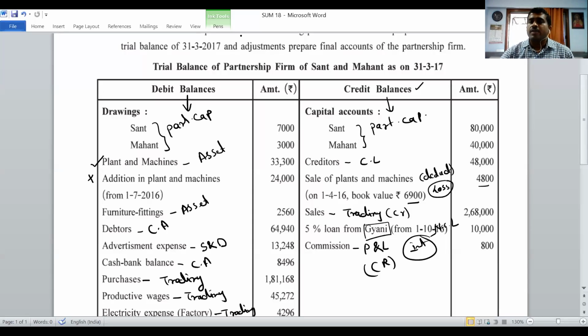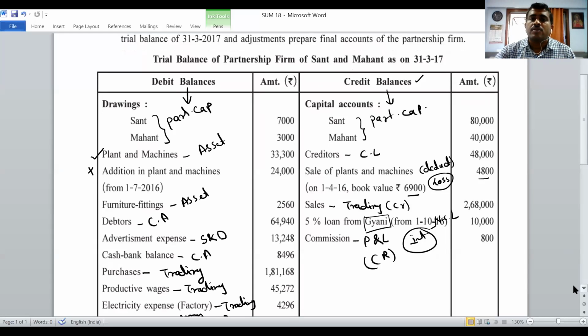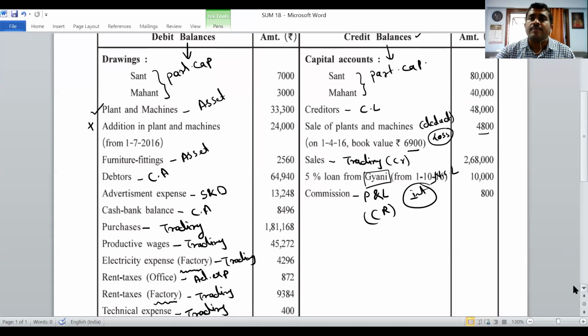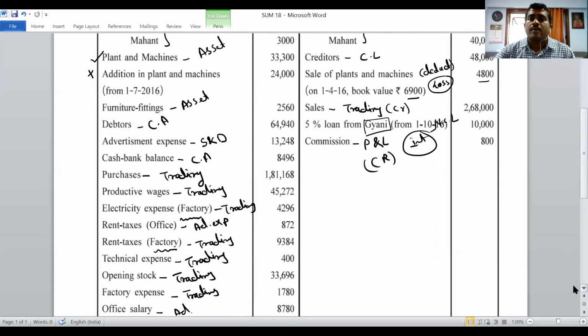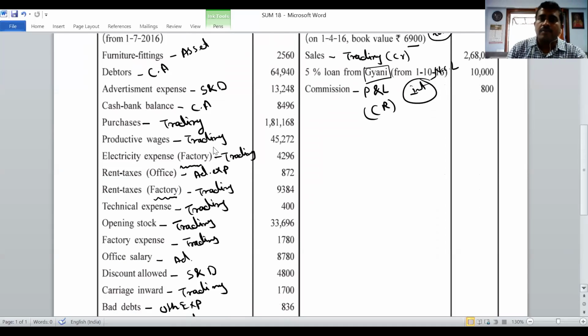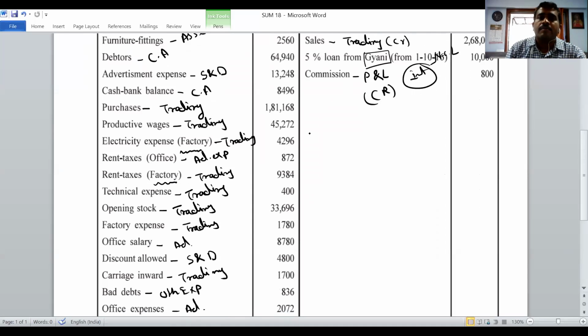Yes, friends, so we are taking the topic again. We have started with plant and machinery. So, coming to plant and machinery, we have to go to the asset side and write plant and machinery.